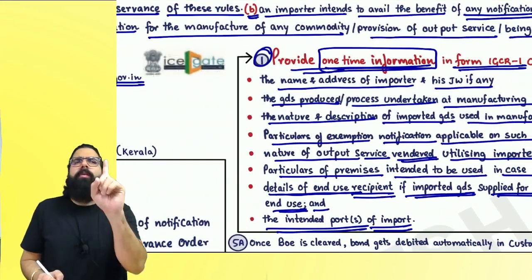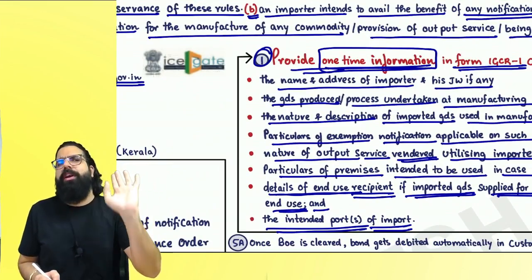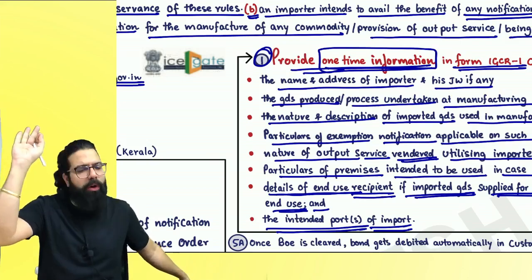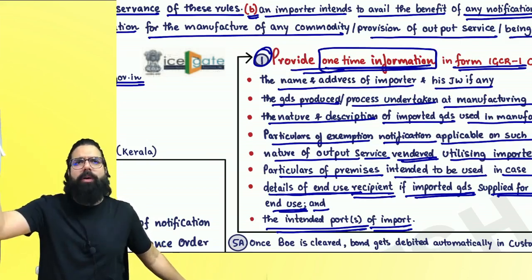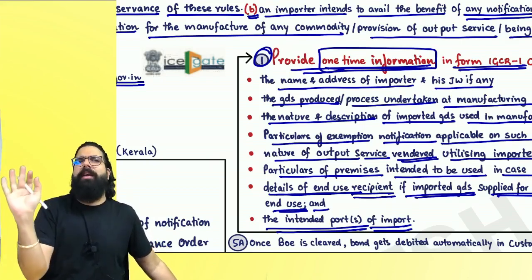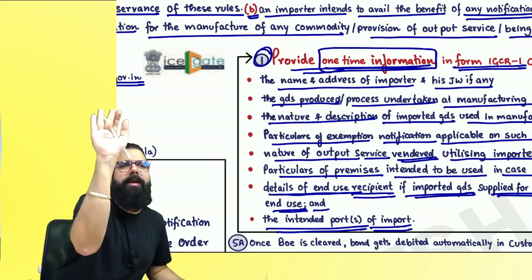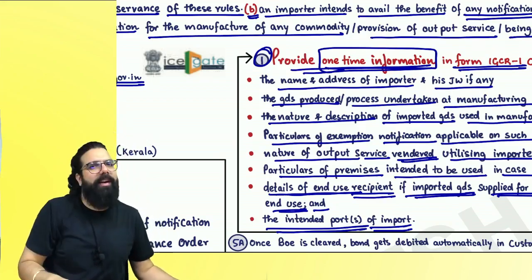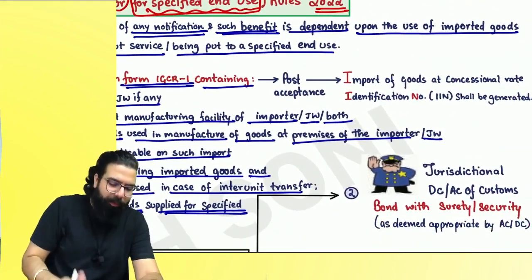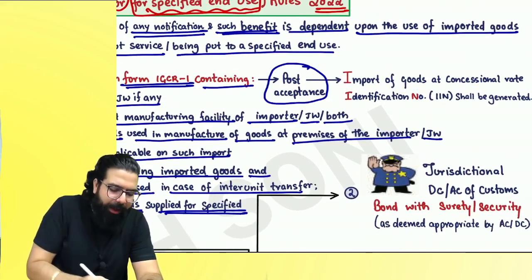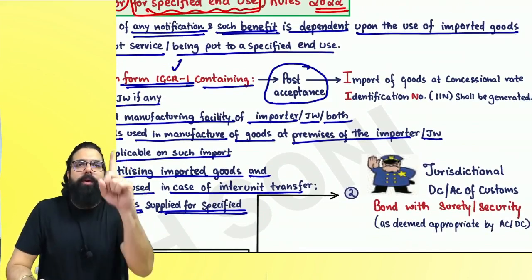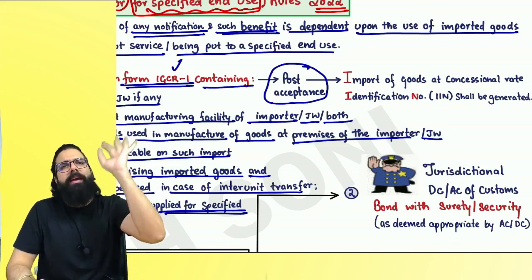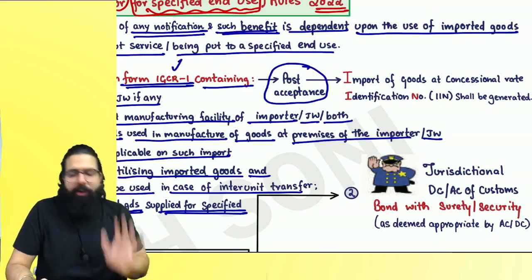Are we clear, everyone? Whenever you want to import goods at a concessional rate of duty, there is an exemption notification which says you have to follow the concessional rate of duty. This notification says you have to observe the IGCR rules. Then if you want to avail the benefit of the exemption notification, you have to go online and give one-time information. When you give the one-time information in IGCR form number 1, then on the ICEGATE website, the officer who is there will check the details and accept.